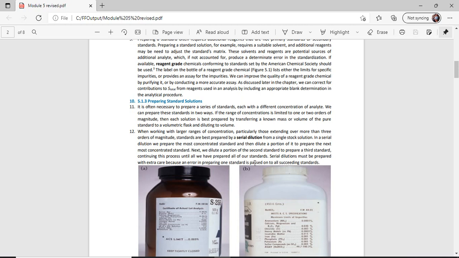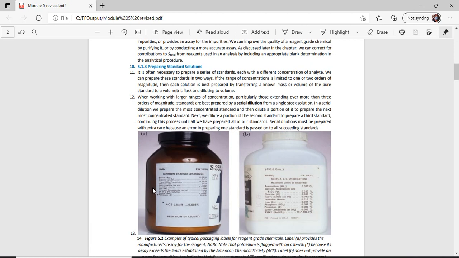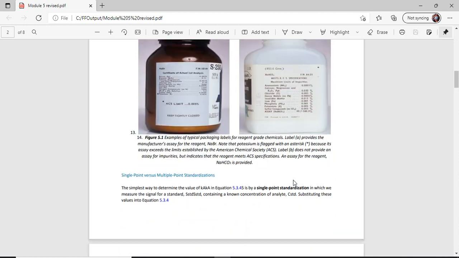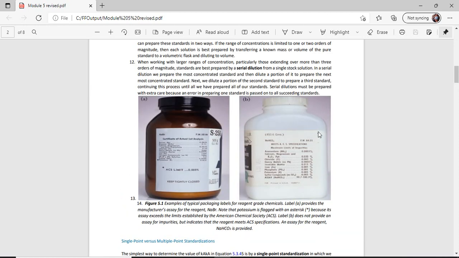Serial dilution must be prepared with extra care because an error in preparing one standard is passed on to succeeding standards. Meaning, if you took the wrong volume at first, then transferred it to the flask, then diluted it, it is already a wrong standard or diluted standard. Because you take a sample from it for the next dilution, the error carries on to what you are preparing. That's why you need to prepare it with appropriate care.